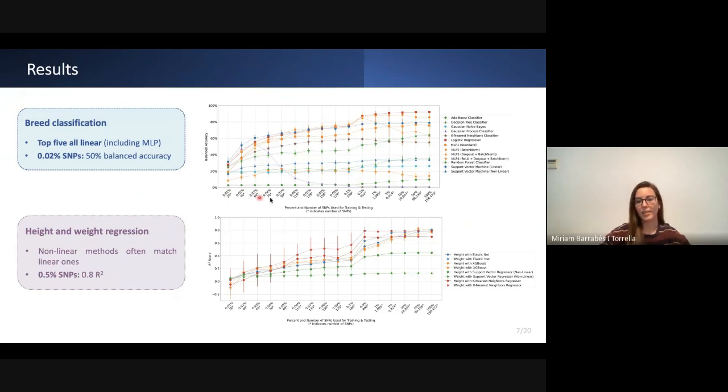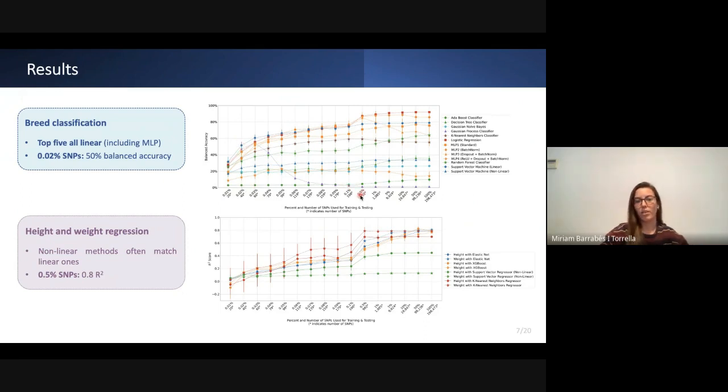So in the x-axis, we have different percentages of our input data with the exact number of SNPs that these percentages correspond to. And in the y-axis, we have the mean and standard deviation of the performance metrics. And each of the lines corresponds to a different method. So we can see that for the breed classification task, all top 5 methods are nonlinear, and with only 0.02% of our data, so only with 40 SNPs, we already get a balanced accuracy of 50%.